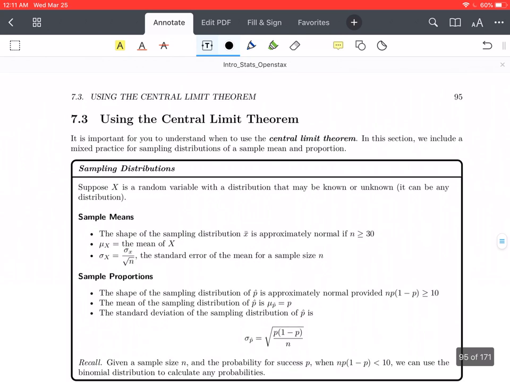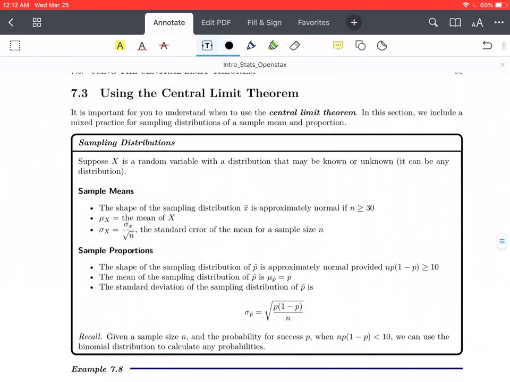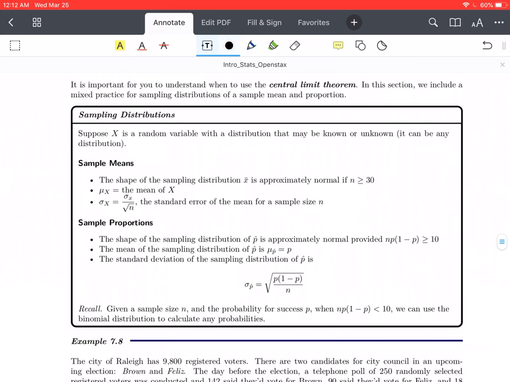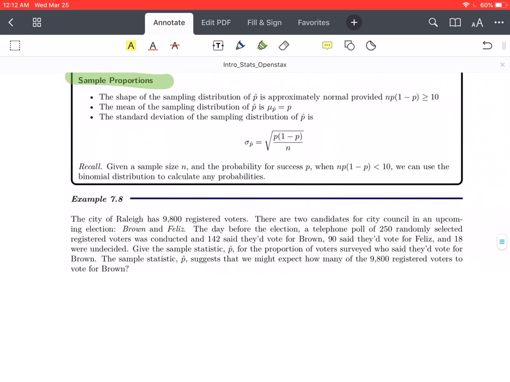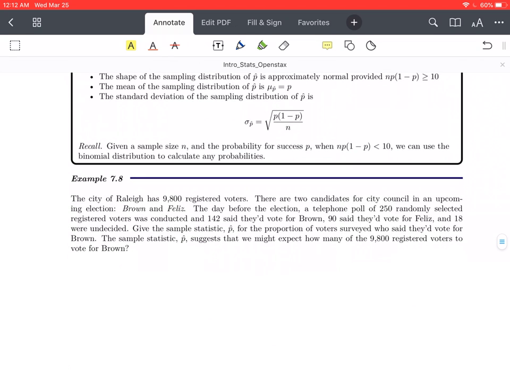All right. And then for section 7.3, this is basically just a recap of what we've just talked about. So using the central limit theorem, looking at that normality, right, as the samples get larger and larger. So we have the two cases here, the sample means and the sample proportions. Those are the two big ones that we're working with here. So this gives us the procedures, and we're just going to look at some examples dealing with these different cases.